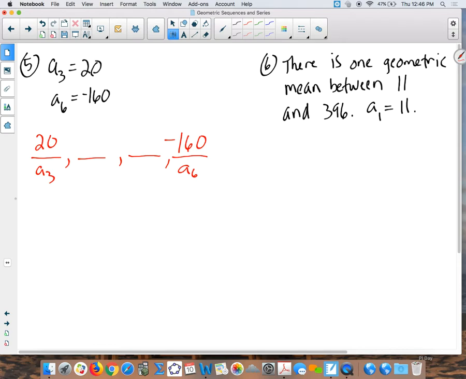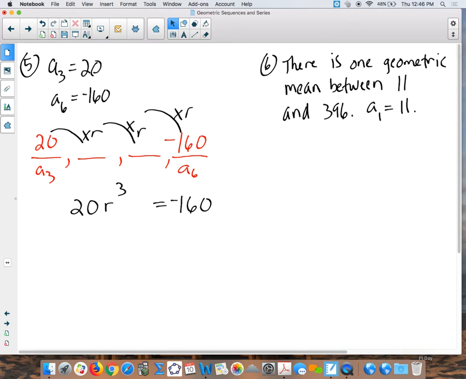So in order for us to find our equation, we need to find a sub 1, and we also need to find r. So I'm going to find r first. And I'm going to think of this as 20 times r to a certain number of times is going to have to give us negative 160. So if I start here at 20, I'm going to have to multiply by r here. I'm going to have to multiply by r again. I'm going to have to multiply by r again. That means I need to multiply by r 3 times, or 20 times r to the 3rd will give us that negative 160. So r to the 3rd is going to equal negative 8, which means r equals negative 2.